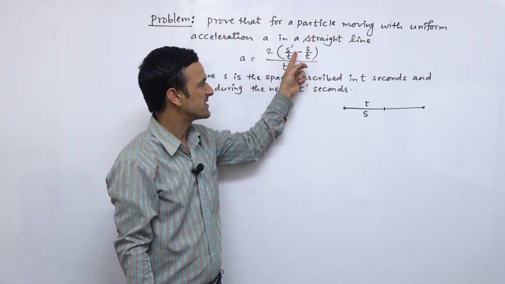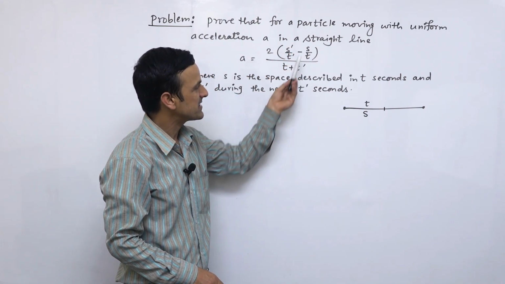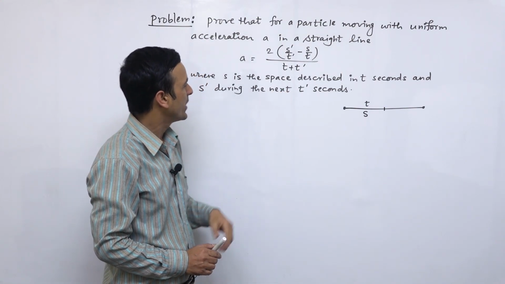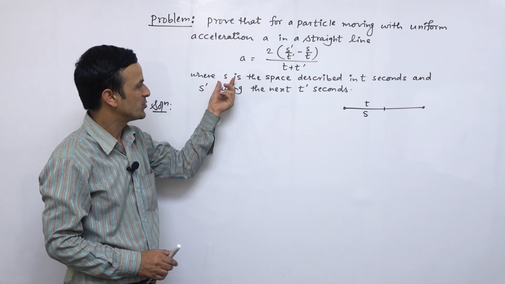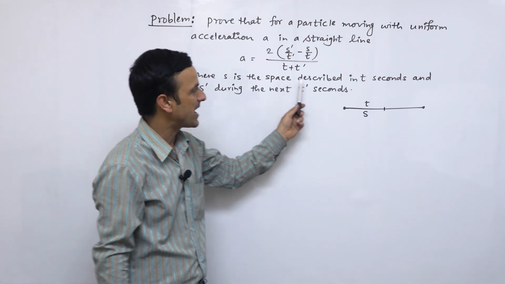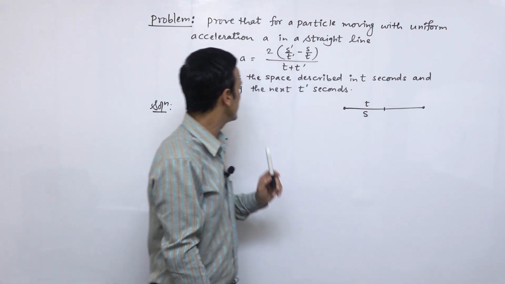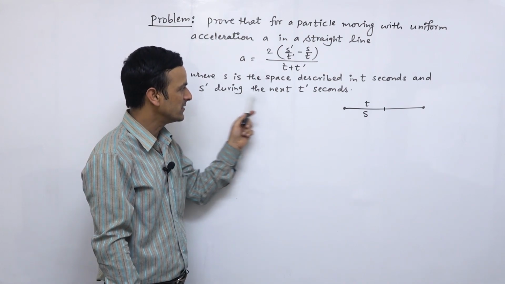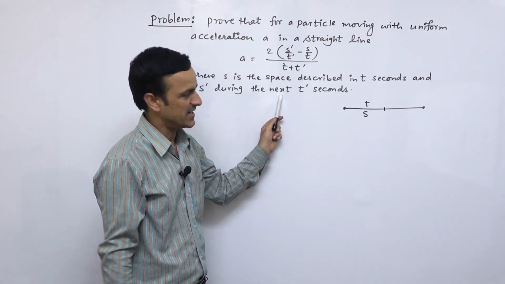2 times (s dash by t dash minus s upon t) whole upon (t plus t dash), where the symbols have their usual meaning. Here s is the space or distance covered by the body in t seconds, and s dash is the distance covered by that particle during the next t dash seconds.